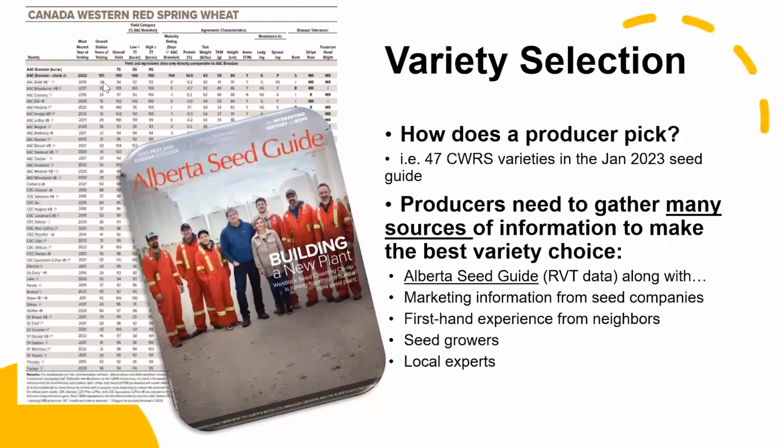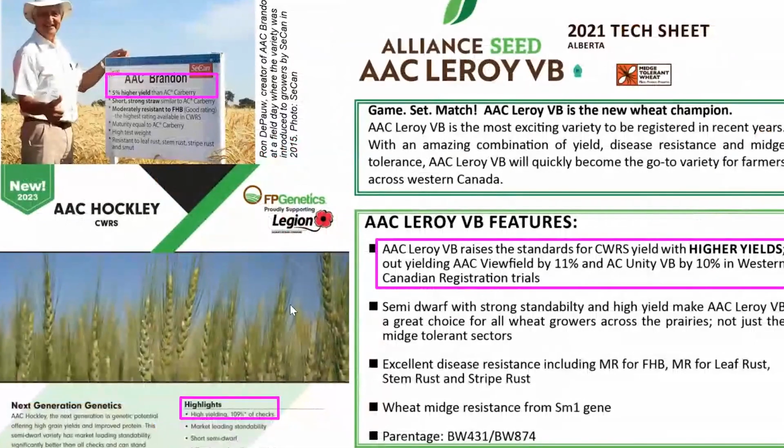So I'm going to pick on my seed company friends for just a second, and they truly are friends, but it's important to understand how this marketing information can be challenging to assess different varieties. At the top corner here, we've got CCAN and Dr. Rhonda Powell, a breeder who is retired from AAFC Swift Current, and he's standing by a sign for AAC Brandon wheat. You can see in the sign that it's 5% higher yielding than AC Carberry. But that's a challenge if you're a grower who hasn't grown Carberry and is not familiar with that variety.